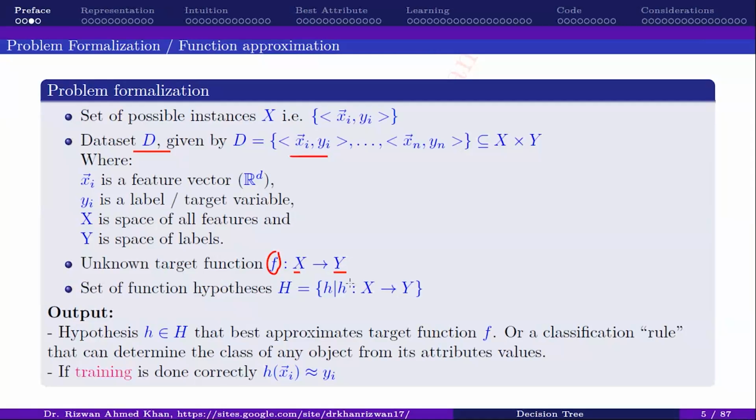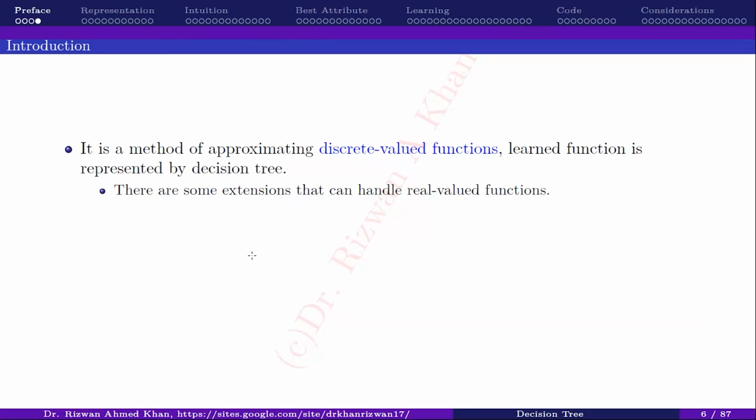So again, this is a problem of function approximation. So we are trying to find a hypothesis H, a function that maps X to Y. And if training is done correctly, this hypothesis on the training set, once given a feature vector xi, will give an output yi or the corresponding yi. So this is a supposition, if training is done correctly. All right, so this is the basic notion or basic idea of decision trees.